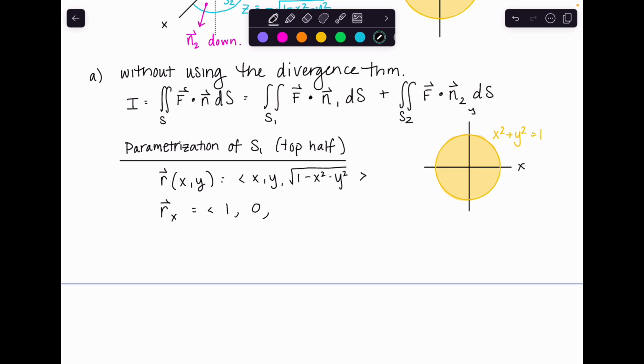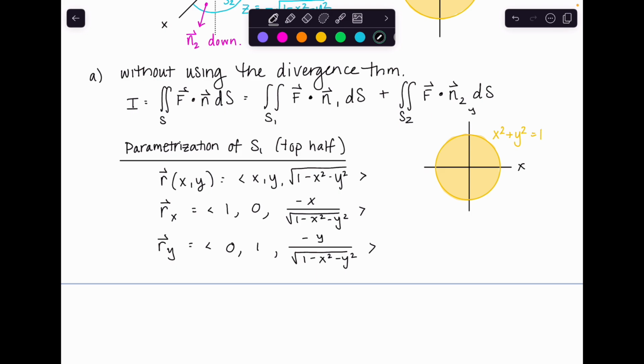Then it would become the negative 1/2 power, and then you'd get a 2x attached to this. So ultimately, this will simplify to negative x over the square root of 1 minus x squared minus y squared. And then likewise, you have a pretty analogous one for the partial with respect to y. It's just 0, 1, and then negative y over the square root of 1 minus x squared minus y squared.